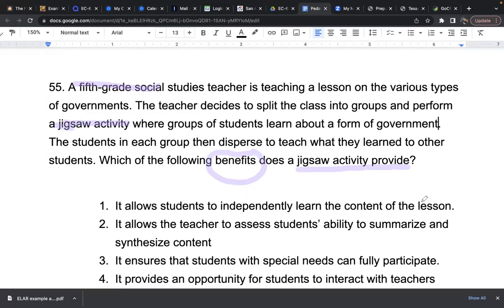Let's take a look at this. What would be the benefit to utilizing this jigsaw activity? It allows students to independently learn the content of the lesson. It allows the teacher to assess students' ability to summarize and synthesize content. It ensures that students with special needs can fully participate. It provides an opportunity for students to interact with teachers.